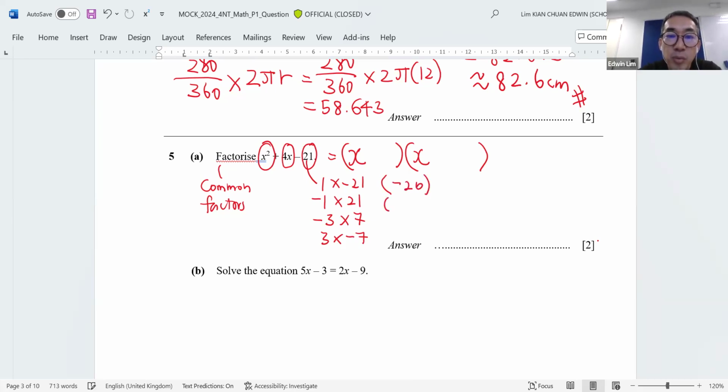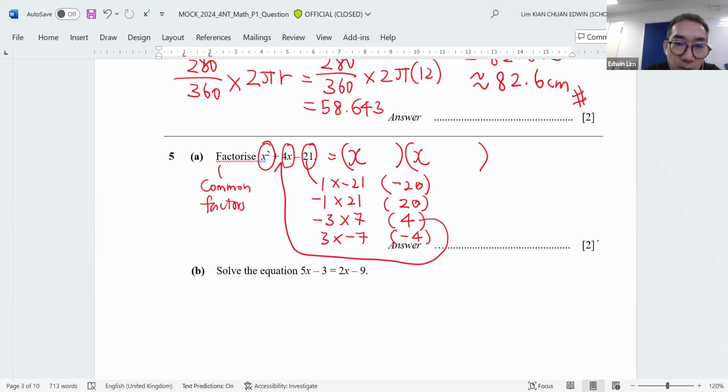Negative 1 plus 21, I will get 20. Negative 3 plus 7, I get 4. And lastly, 3 plus negative 7, I will get negative 4. So out of these numbers, which one should I use? I will look at the x value. In this case, it's a positive 4x. So I will use a 4.